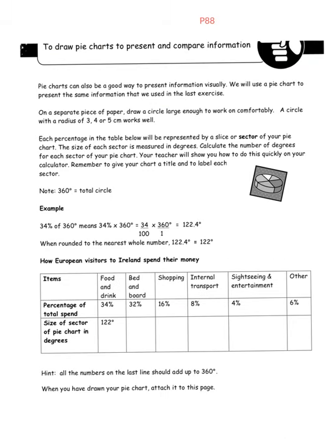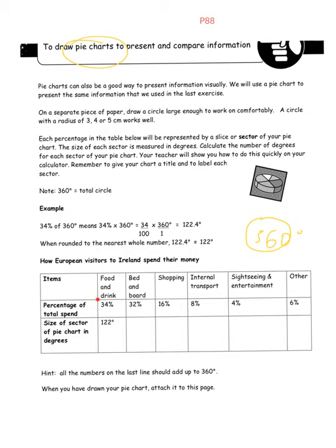Okay, here we're starting pie charts. Okay, so we have exactly the same information, exactly the same table from the previous page about how European visitors to Ireland spend their money. And now we are asked to create a pie chart. Remember, pie chart is like a circle. Okay, we have a circle and the whole circle is 360 degrees. We all should remember that.